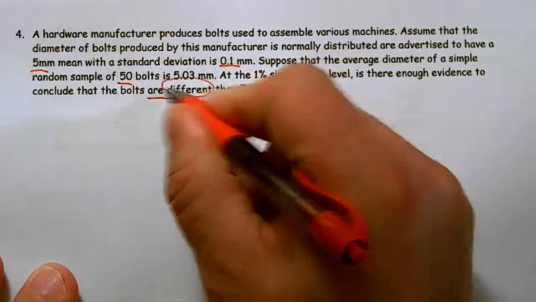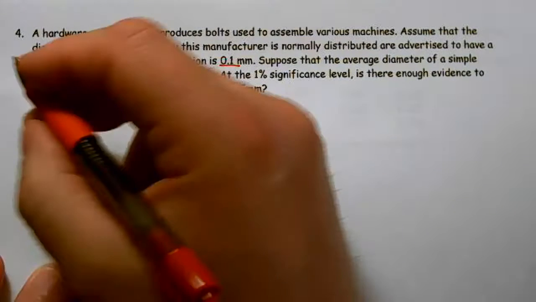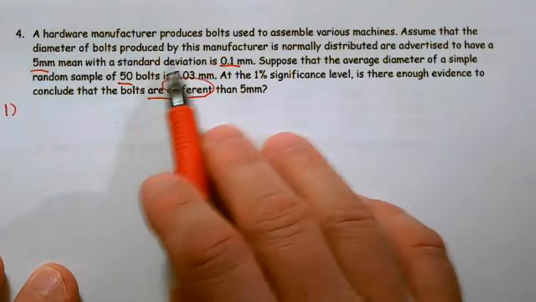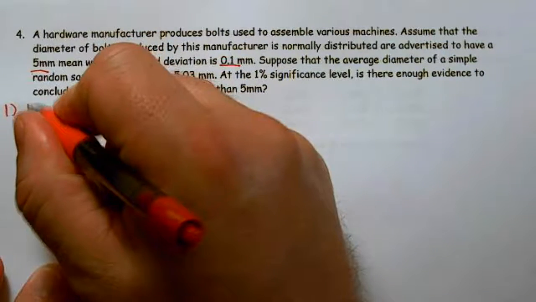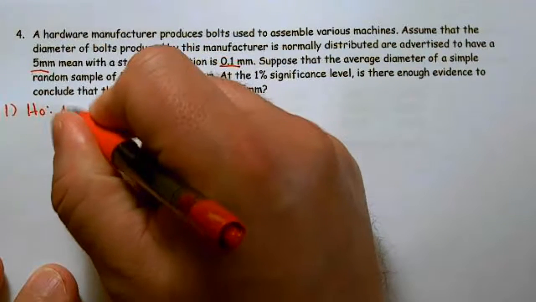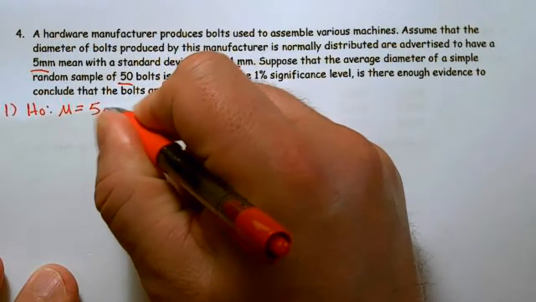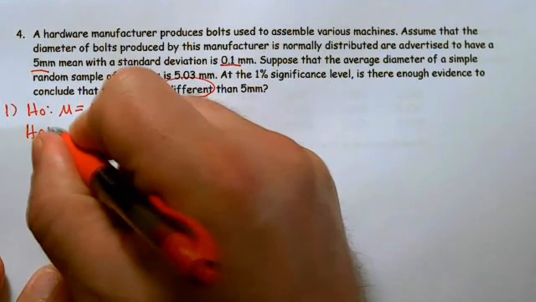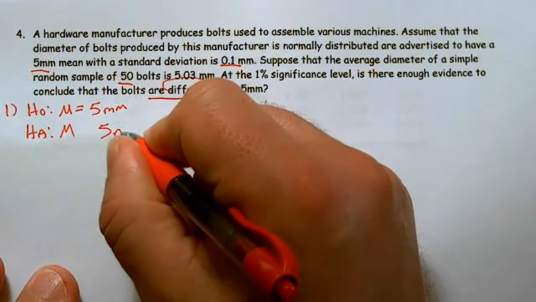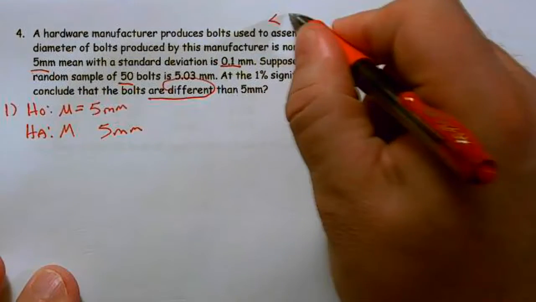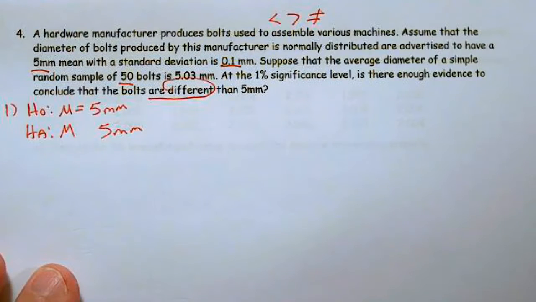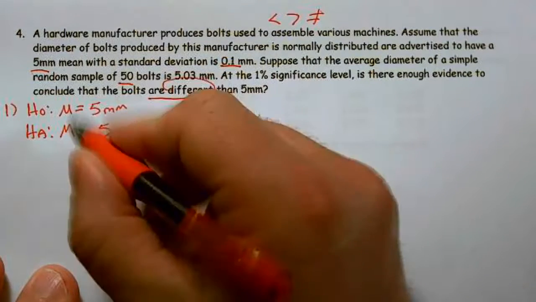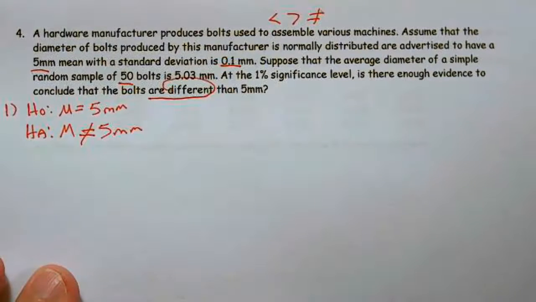All right, so the very first thing to do is use our recipe. Number 1 says that we need to go ahead and write our null and alternative hypothesis. So the claim is that they're producing 5 millimeter bolts. So H0: mu equals 5 millimeters. The alternative is mu not equal to 5 millimeters. Now we need to make a choice between less than, greater than, or not equal to. Well, they didn't say less than, they didn't say greater than or more. They said different. When you have the keyword different, that means not equal to.